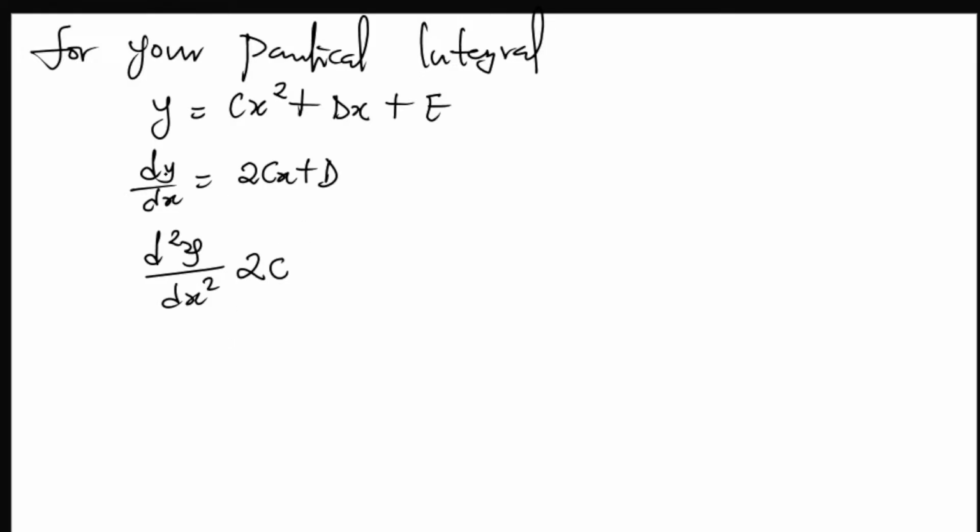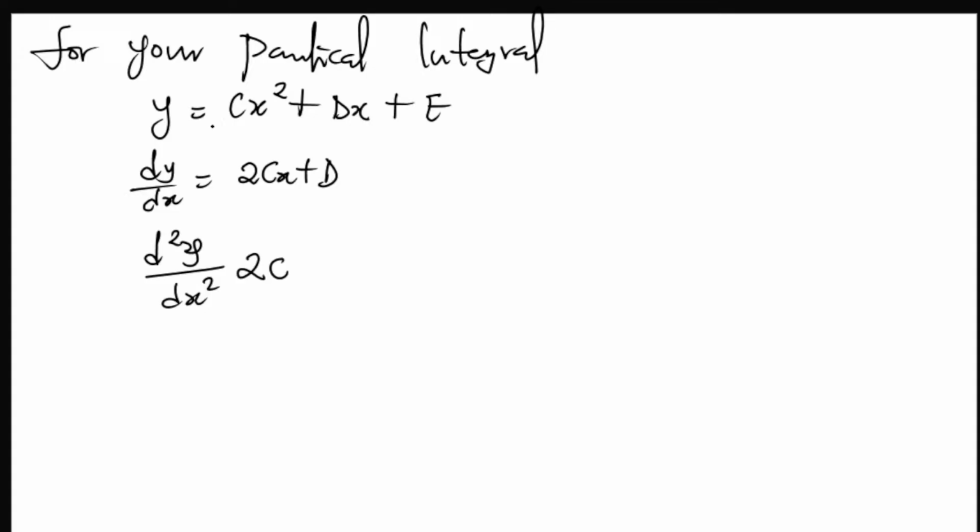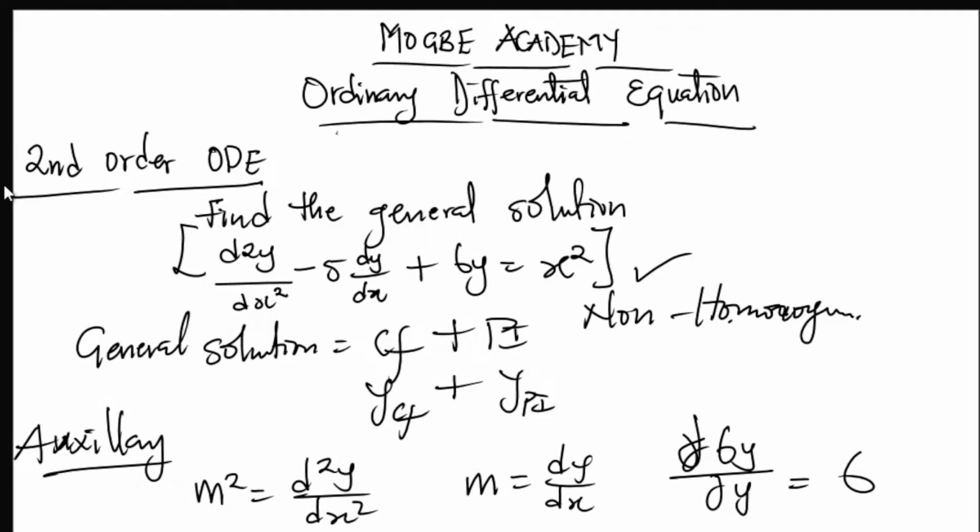So what do you do? Since you've gotten your dy over dx and you've gotten your d square y over dx square, what you do is you pick this equation and you input it back into our given equation, which was d square y over dx square minus 5 dy over dx plus 6y, and that equation will be equal to x square. Are we together? So what we simply do is pick these values here and replace them into this equation. Are we together?